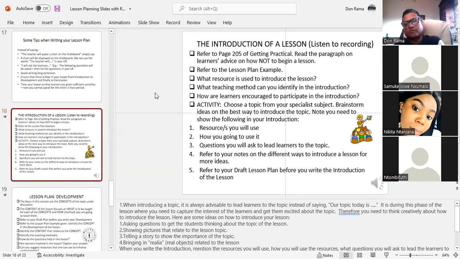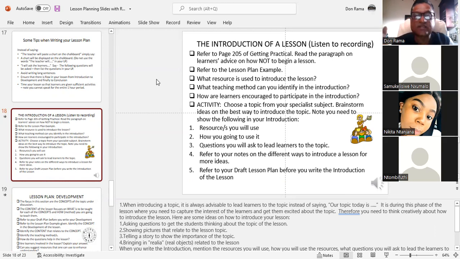So this is the first phase of your lesson, the introduction, right? There is a recording on this page as well. You need to listen to that recording, right? It says here, refer to page 205 of Getting Practical. Read the paragraph on how learners advise on how not to begin your lesson.